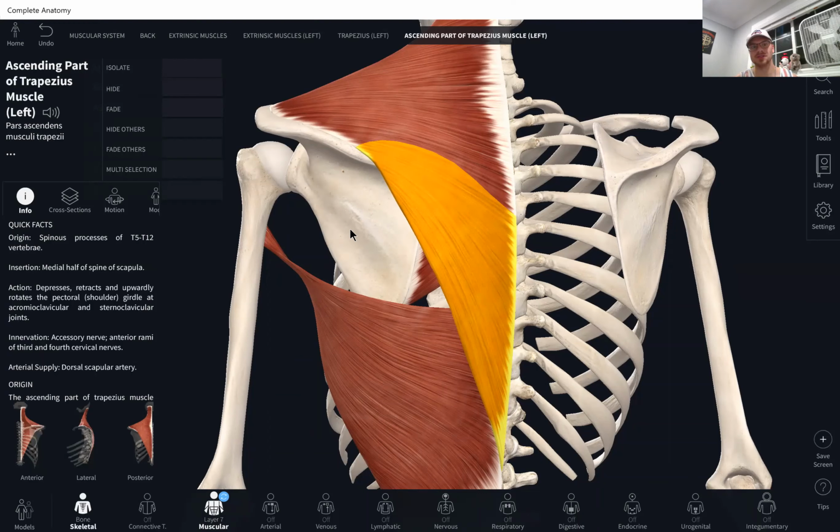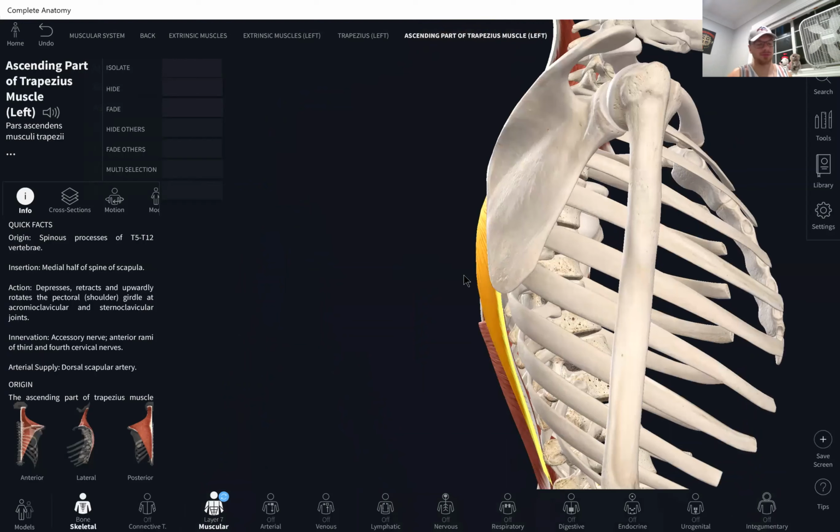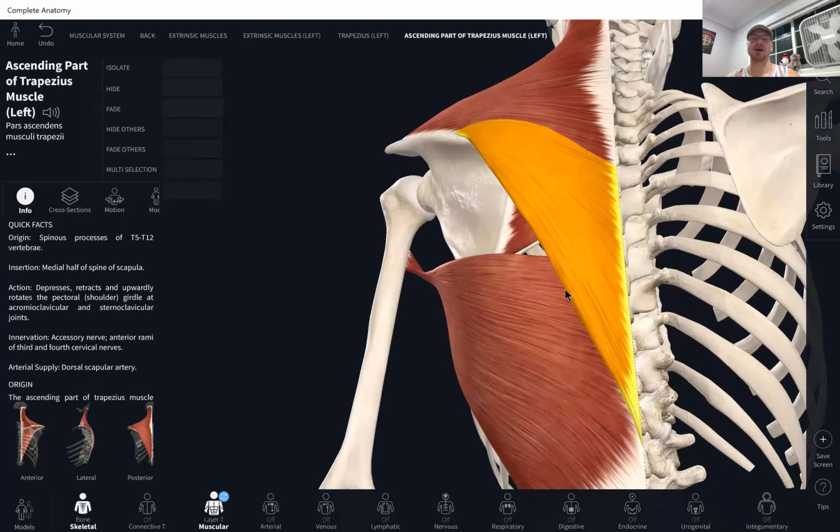And so the innervation for this muscle is going to come from the spinal accessory nerve, which is cranial nerve 11, as well as spinal nerves C3 to C4, which will take care of the lower part of the trapezius. So that's our complicated trap.